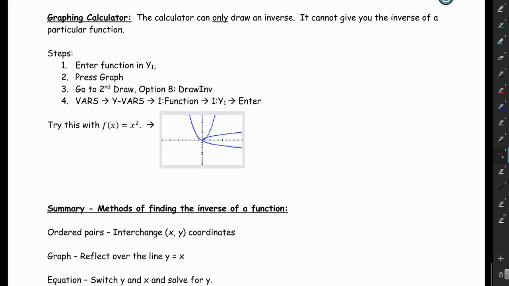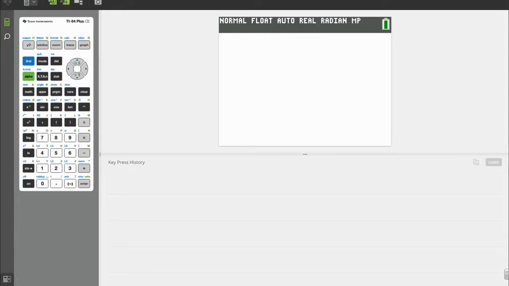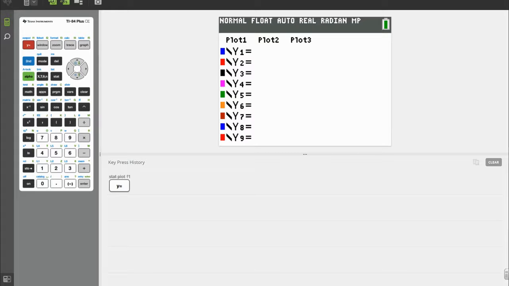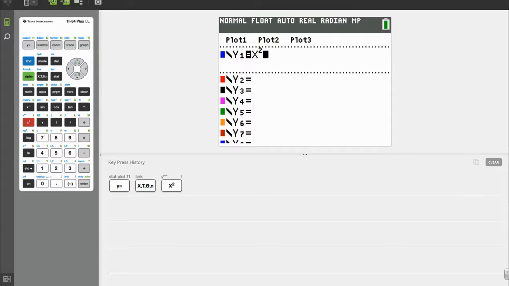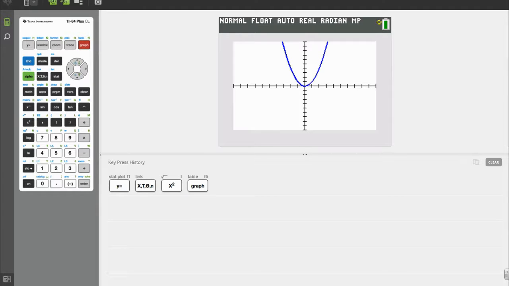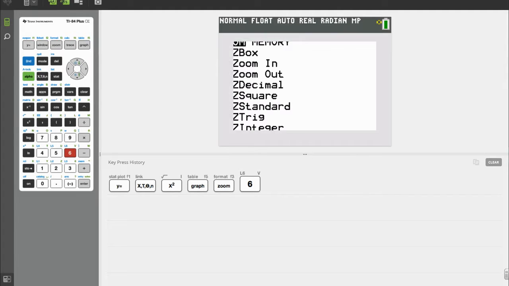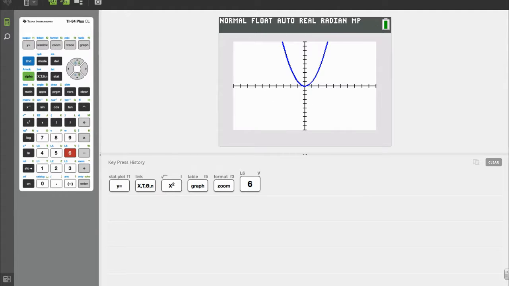So we're going to open our calculator and go to y equals, and enter the function for which we want to draw the inverse. My original function is x squared. I'm going to use the example of x squared. All right, and I'm going to go to graph. If your graph doesn't look like mine, your window probably needs to be reset. So I would do zoom 6 for a standard window. And now you should be ready to go.